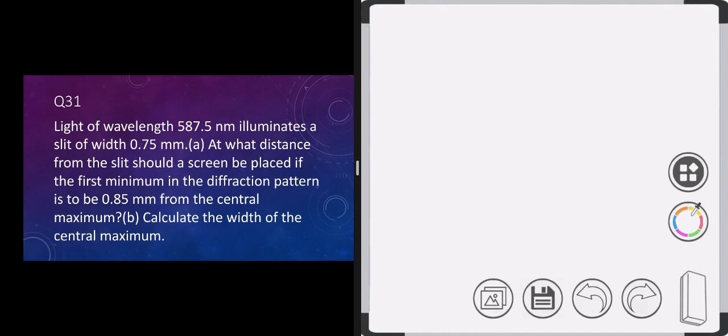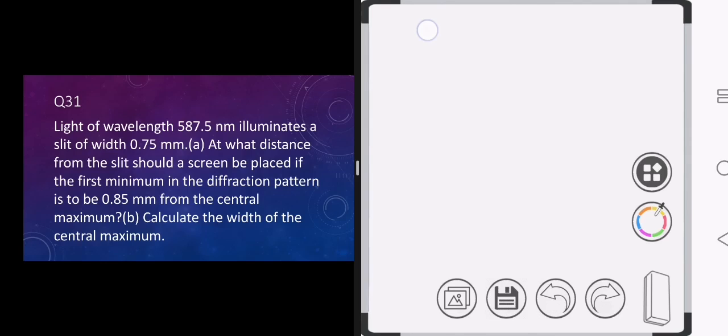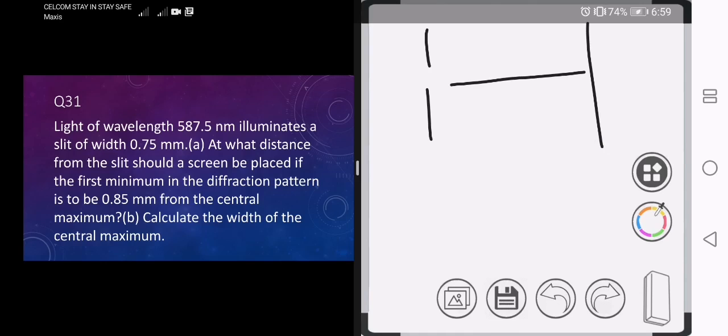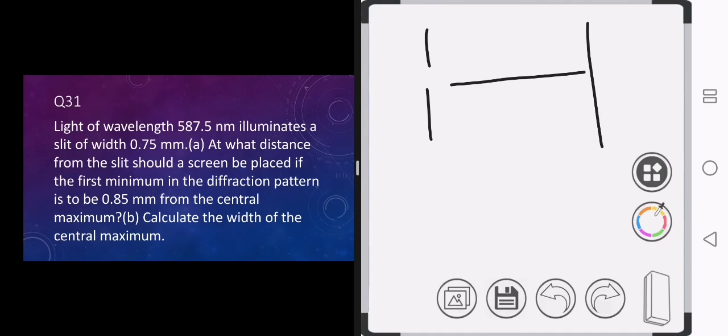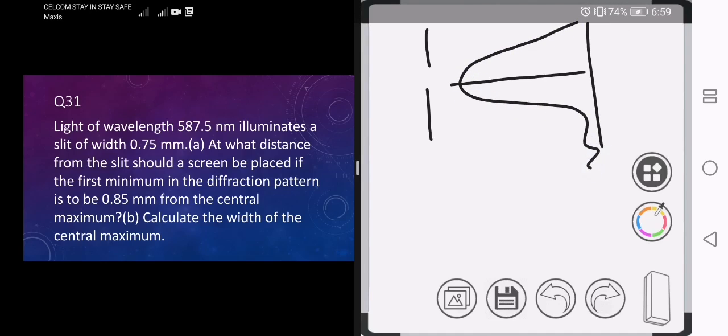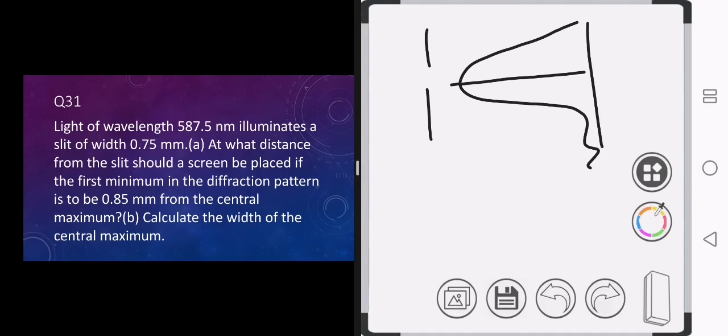Alright, next, light of a given wavelength illuminates a single slit. In this case of a single slit, the difference is that there is a white central bright fringe. So with the white central bright fringe, the first order is the minimum.